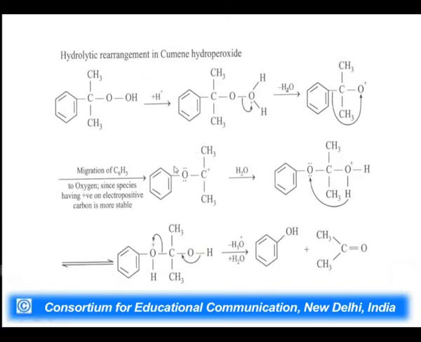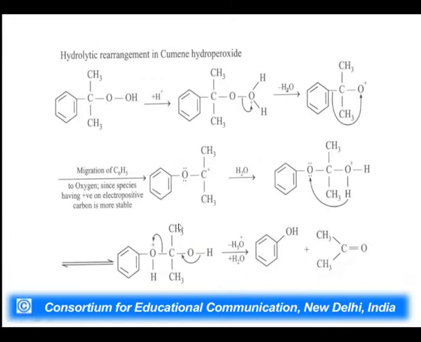So what happens here is that the phenyl group has migrated from this carbon to this oxygen, resulting in a carbocation. Now this carbocation is electrophilic in nature, and therefore this water, which acts as a nucleophile, goes and forms a bond with this carbon, which is having a positive charge, forming this intermediate. Now in this intermediate, a proton migrates from here to this oxygen. This oxygen again in this molecule has a positive charge on it.